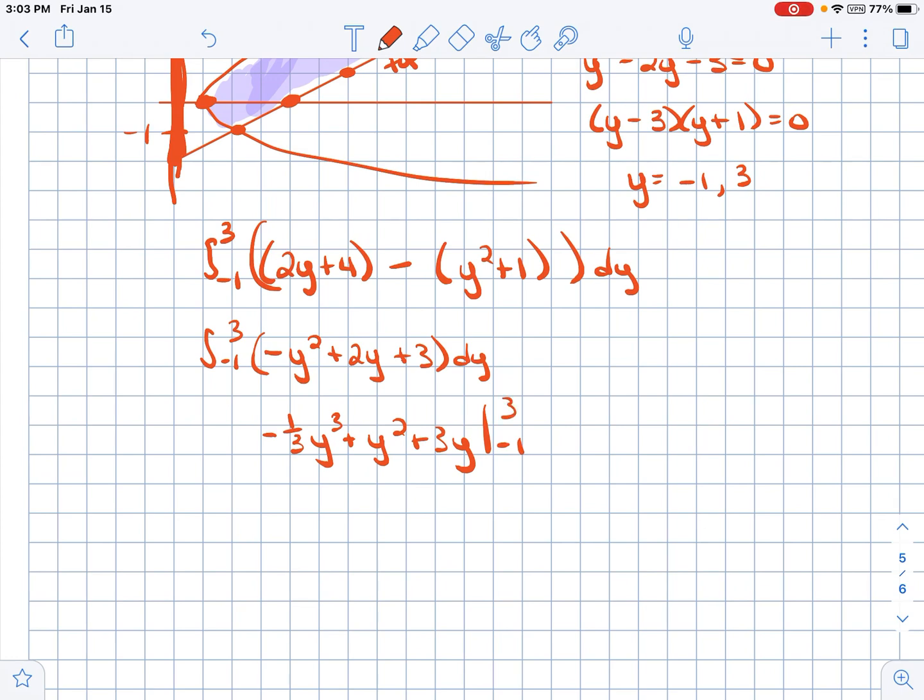So 3 cubed is 27 times -1/3 is -9, plus y squared, which is +9, plus 3 times 3, which is also 9. Now if I plug in -1, -1 cubed is -1 times -1/3. -1 squared is 1. 3 times -1, that's -3. This is -2. 9 minus -2 is 11 minus 1/3. You can leave it like that, or you can write it as 10 2/3.